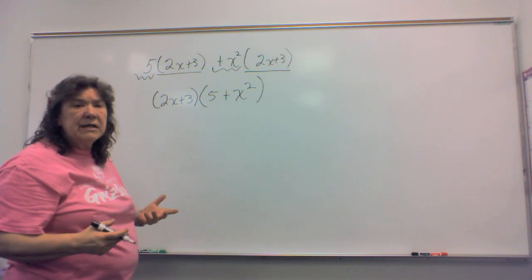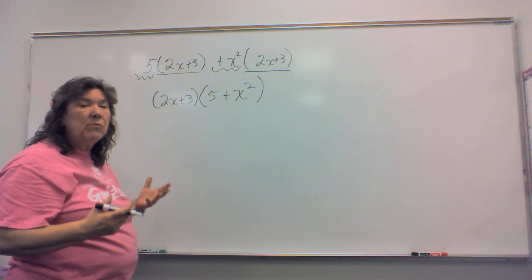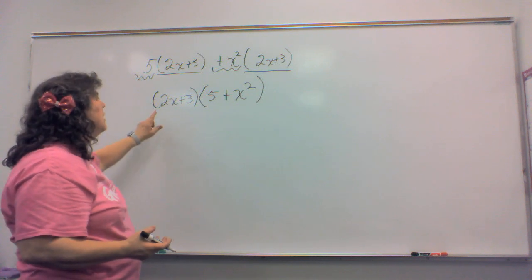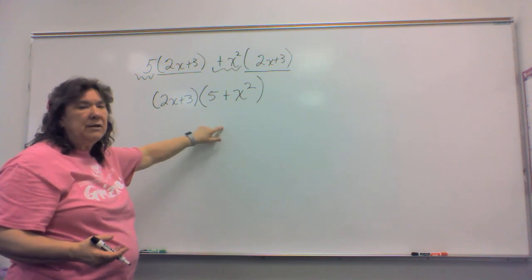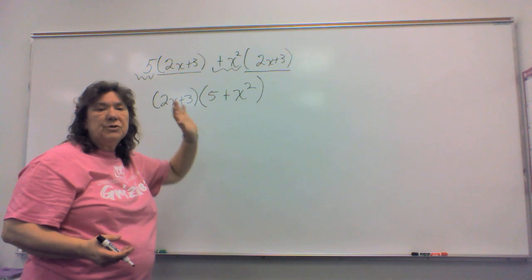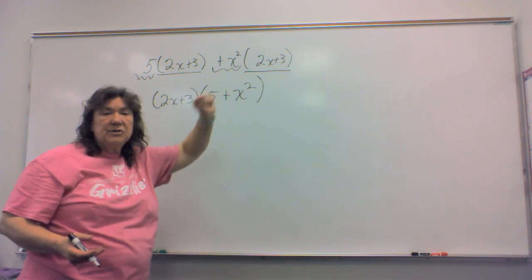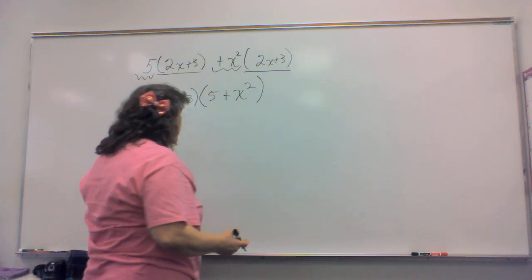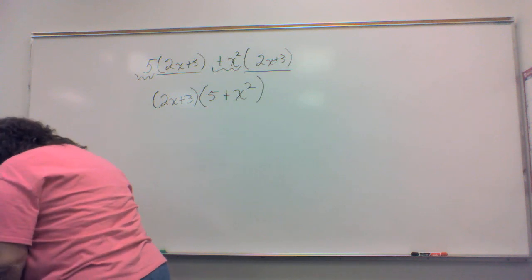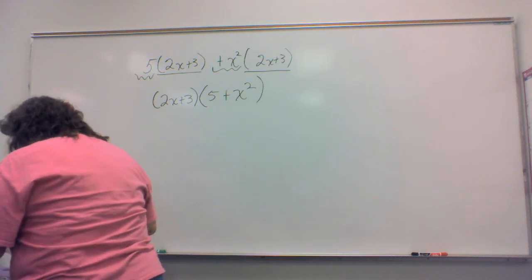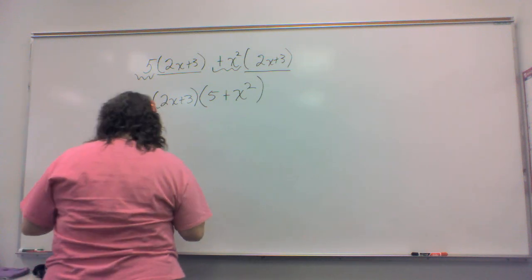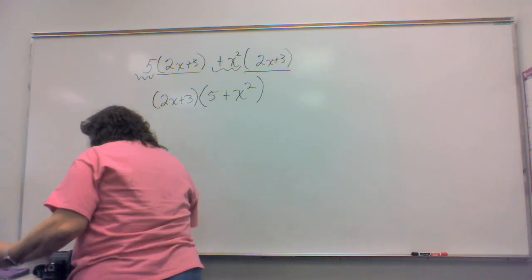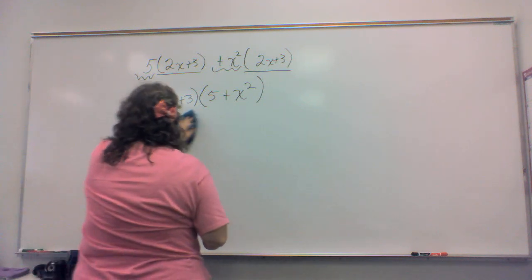And like everything else, we can always check it by multiplying it together again. Using your FOIL method, you would go right back to what would happen if you'd actually multiplied that out. So that gives you that one. Let's look at another one. I'm going to need more space to do this one.